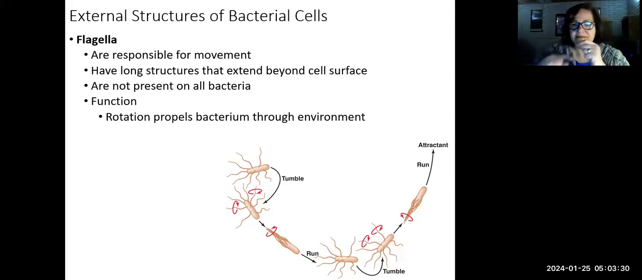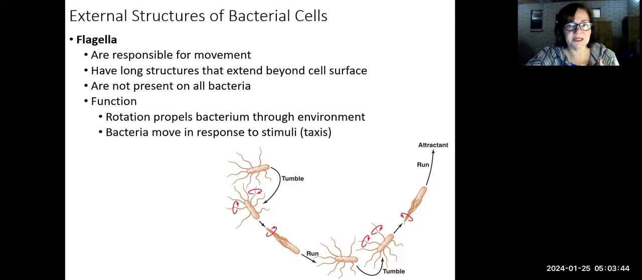They rotate right at where they're attached to the bacterium. They actually can rotate there, and they can propel the bacteria through the environment. Sounds awesome. It's a little bit sloppy, to be honest. So bacteria can move in response to stimuli. The term that means moving in response to stimuli is taxis. If you're thinking that looks like taxis, yeah, it does. It means the same thing. It's movement, moving from one place to another.